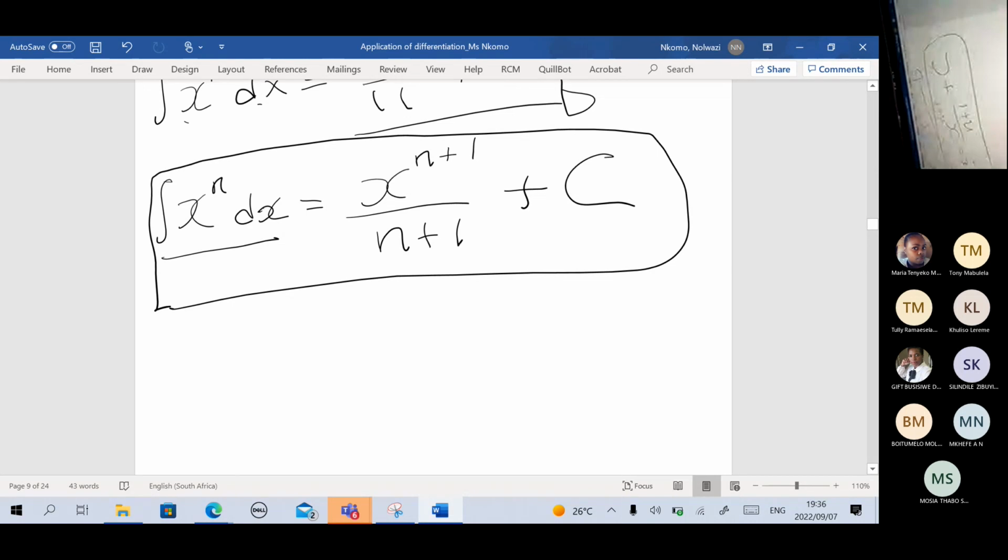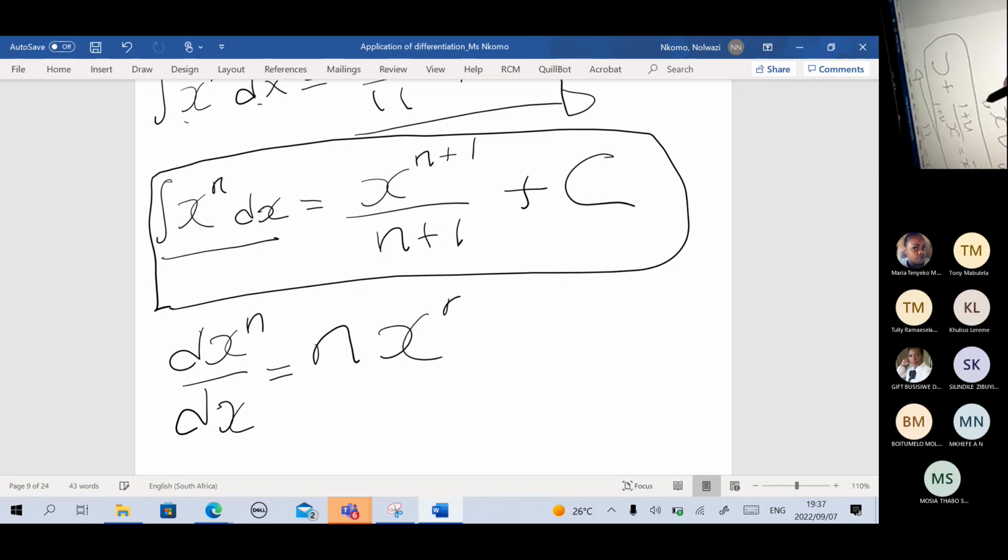Remember, the power rule in differentiation is the derivative of x to the power n with respect to x is n x to the power n minus 1. Now, the reverse process of subtracting is adding. That's why we are adding. The reverse process of multiplying is dividing. Here you multiply with n, then you subtract. Here you add first, then you divide, then you add a constant.